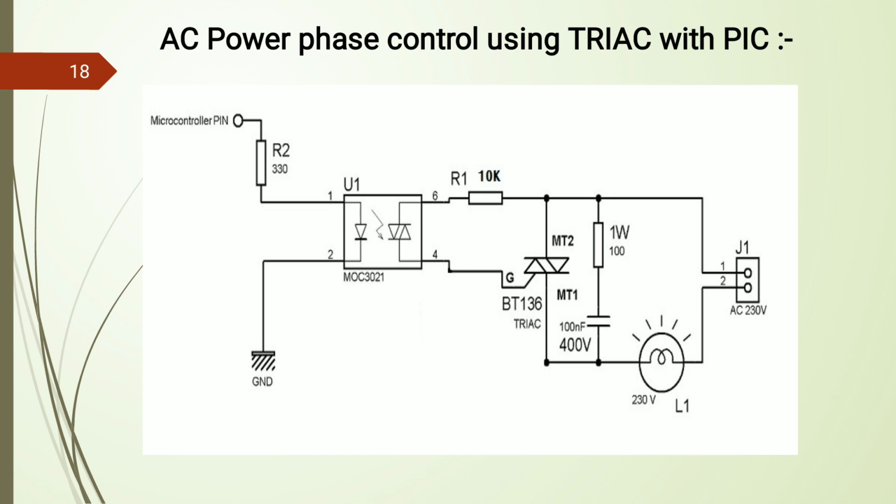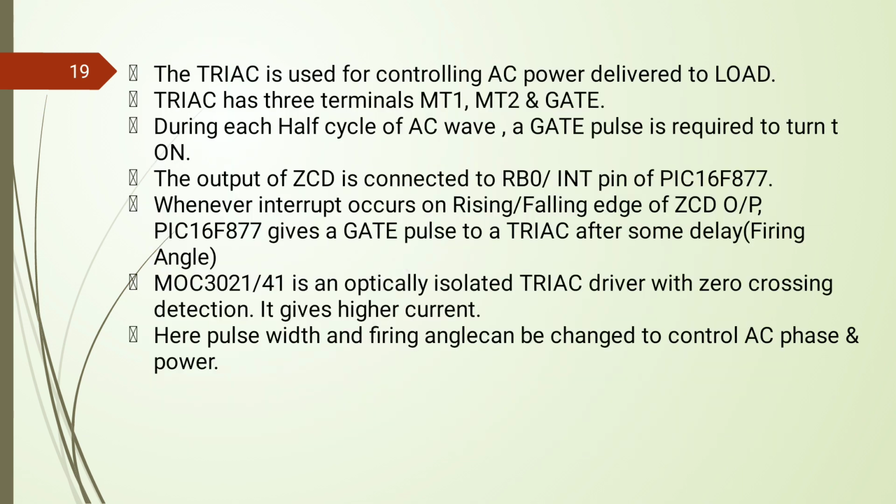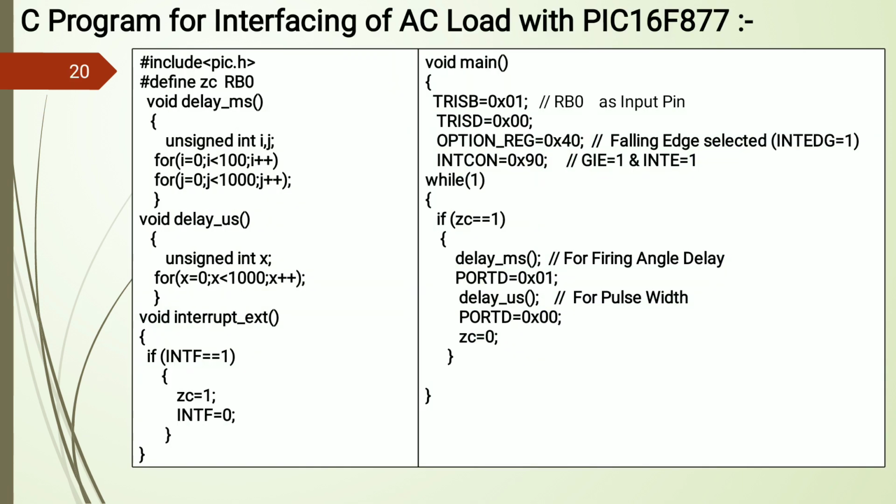is applied to the optocoupler, and the optocoupler output is connected to the triac's gate, the actual triac, and after that connected to the load. So in this way we are able to control the phase with the help of triac and PIC microcontroller. So we see the code for this circuit, but before that see some terminals, that is MT1, MT2 and gate terminals. Triac is actually connected in between the load, so as we have already discussed, no need to discuss again. So see the C program for interfacing here.